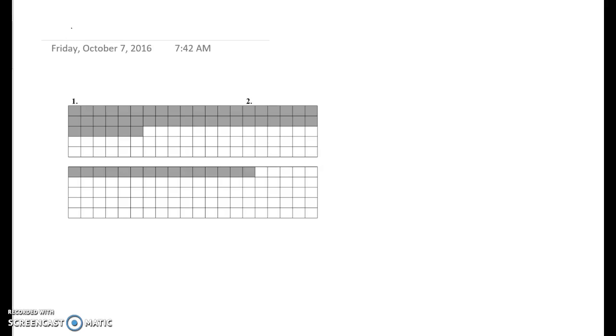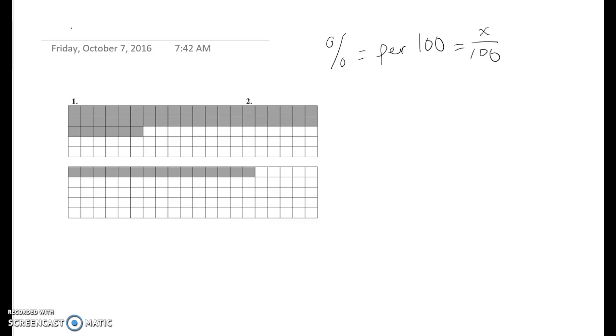Hey guys, I just wanted to give you a few examples of how we solve percents using proportions, or we could use equations. So this is straight from your worksheet, number 1 and number 2. Remember, percent equals per 100, or it's a ratio of some number over 100 always.